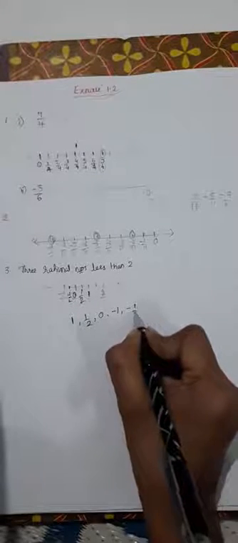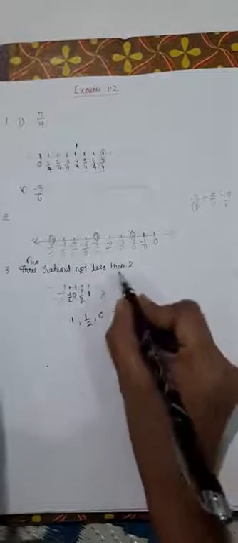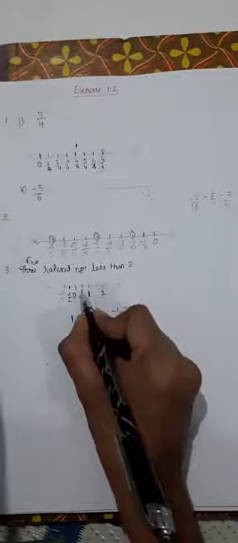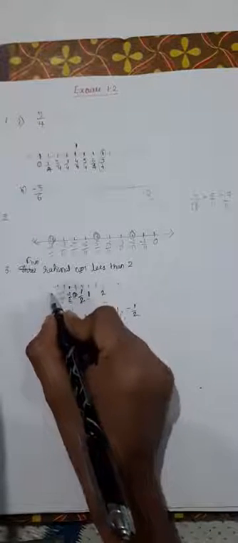Minus 1 by 2. Sorry, the question is 5, no? So 5 rational numbers less than 2. You can write the 5 rational numbers less than 2 as 1, 1 by 2, 0, minus 1 by 2, minus 1 by 1. If they ask for more numbers less than 2, you can write minus 2, and so on. Fine.